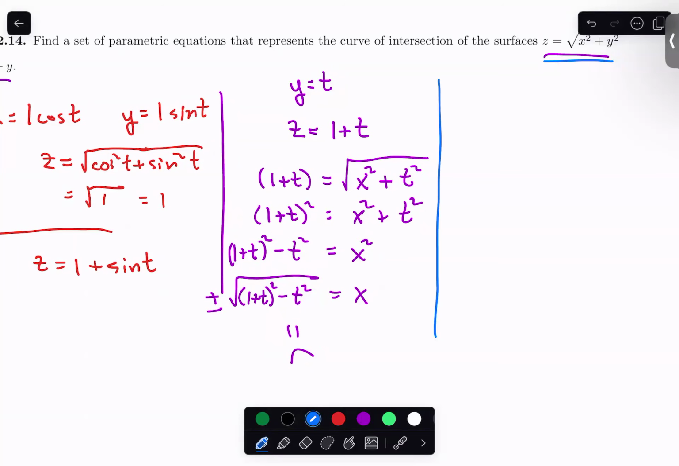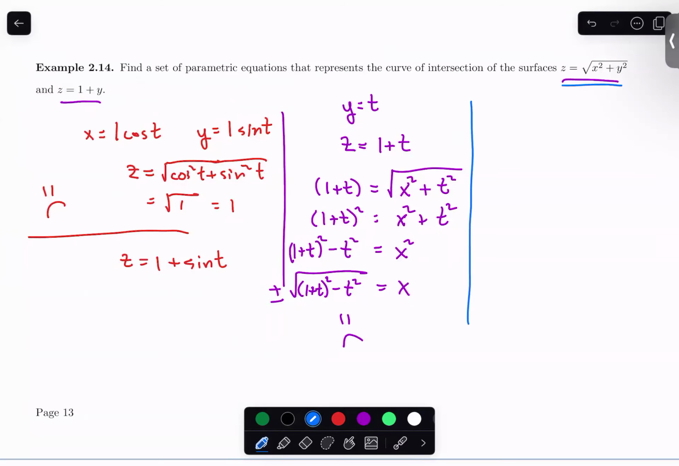So finally, the right answer. Looking at this, I really liked trying y equals t. I thought that was working out well. So I'm going to try here x equals t.